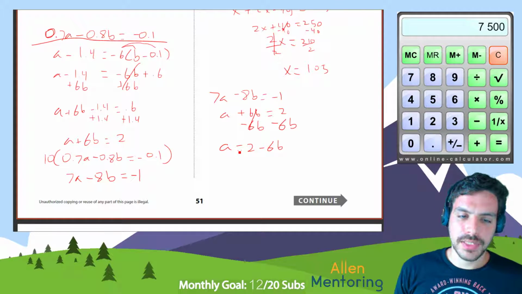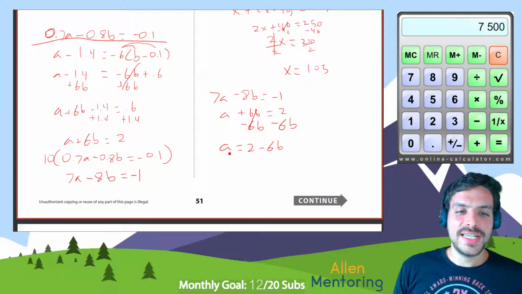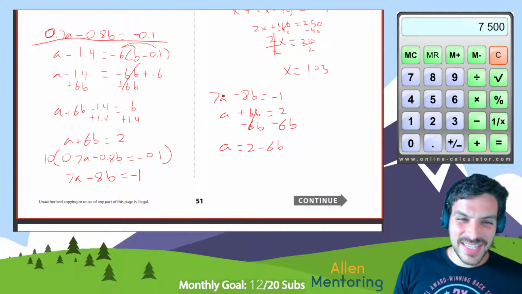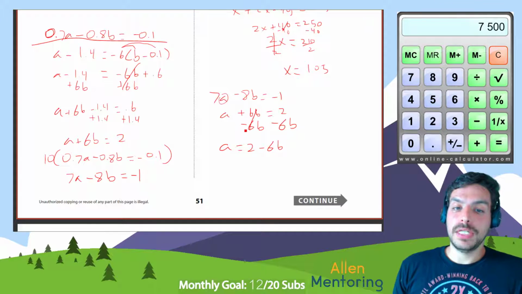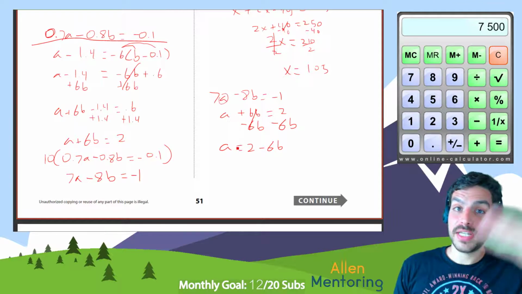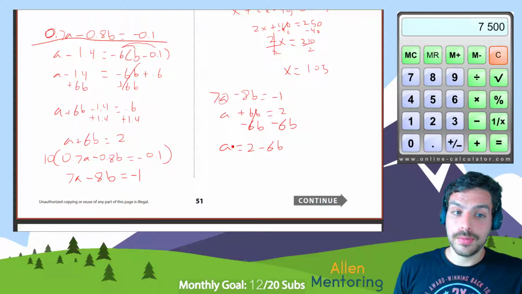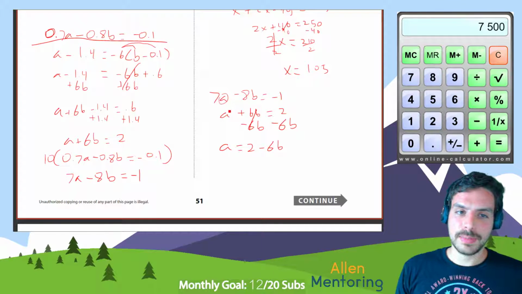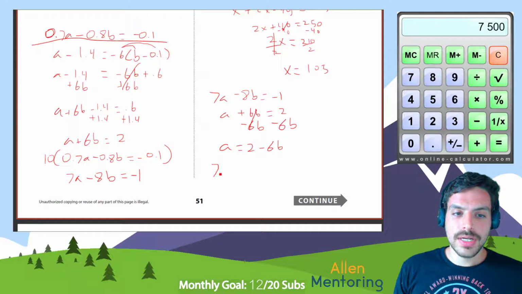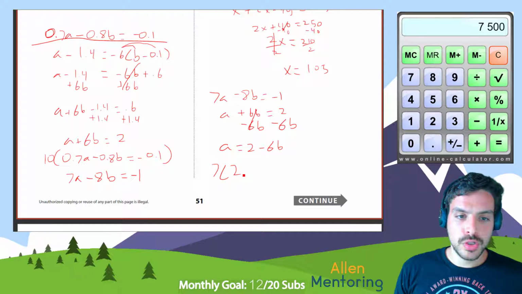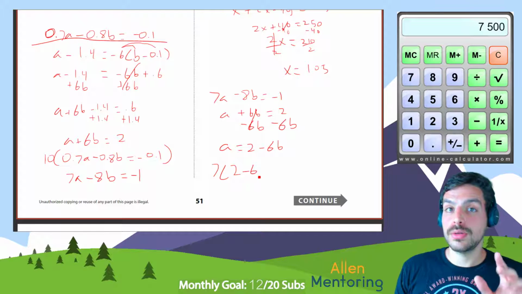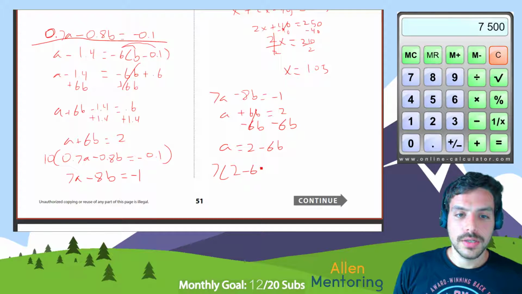So why does that help us? Well, now we see that a is equal to 2 minus 6b. That means that this a is also equal to 2 minus 6b, right? Those a's are actually the same exact value. So if this a is 2 minus 6b, this a must be 2 minus 6b. And what that allows us to do is now replace it. It allows us to substitute 2 minus 6b into that first equation.